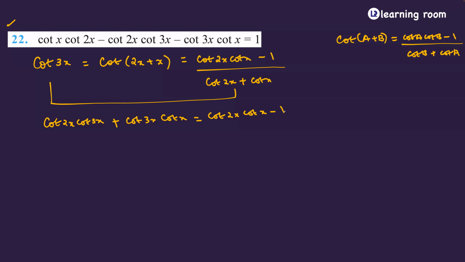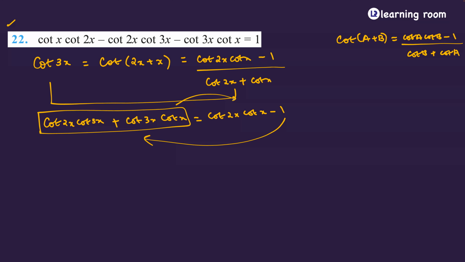So what you can do is bring minus 1 to the left and this whole thing take it to the right. So when you do that, 1 will come. So 1 is equal to cot x into cot 2x, left as it is. So the first term is left as it is. This term will go to the other side as minus cot 2x cot 3x minus cot x cot 3x. And this is the required solution.